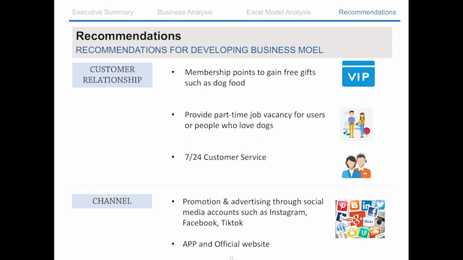On one hand, some promotion and advertisement activities can be carried out through key social media official accounts on Instagram, Facebook, TikTok, etc. to effectively increase popularity. On the other hand, it is necessary and essential for Dogpool to establish its own application and official website to better serve its users and get more insights from customers.